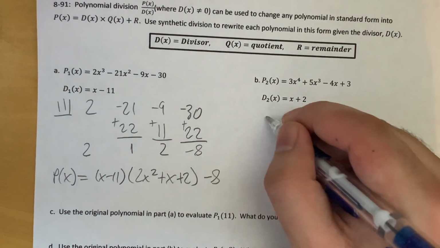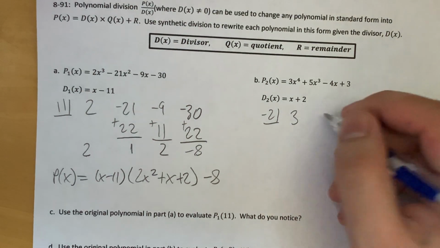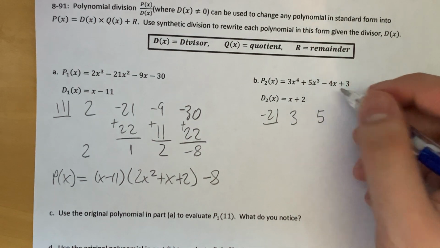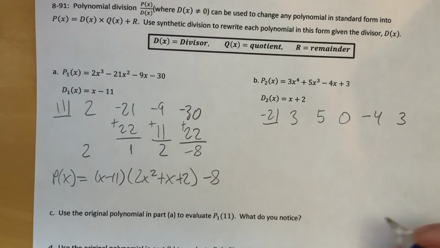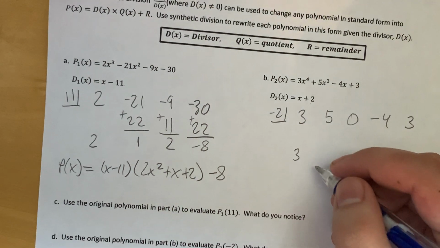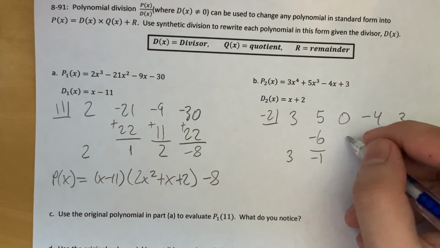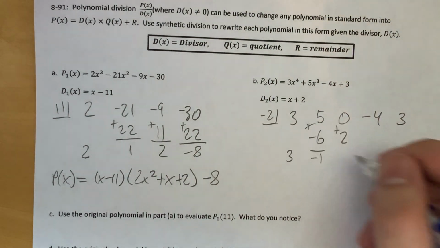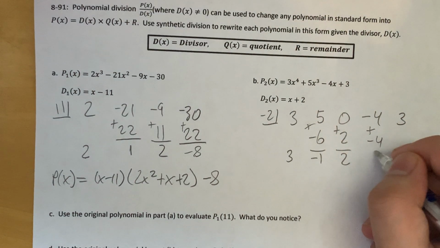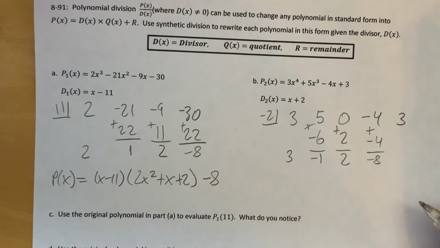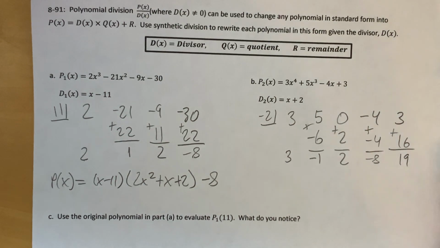So we have x plus 2, so we're going to put negative 2 right there. What are our leading coefficients? 3, 5. Oh, we're missing an x squared, so that's 0x squared. Negative 4, and 3. So we bring down the 3. 3 times negative 2, we get negative 6. So that gives us negative 1. Negative 1 times negative 2, positive 2. Add those, we get 2. 2 times negative 2 equals negative 4. We add those, and we get negative 8. Negative 8 times negative 2, we get positive 16. Add those, and we get 19.